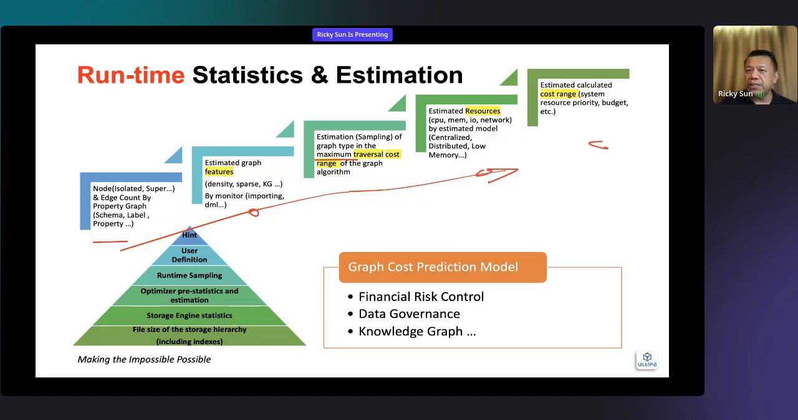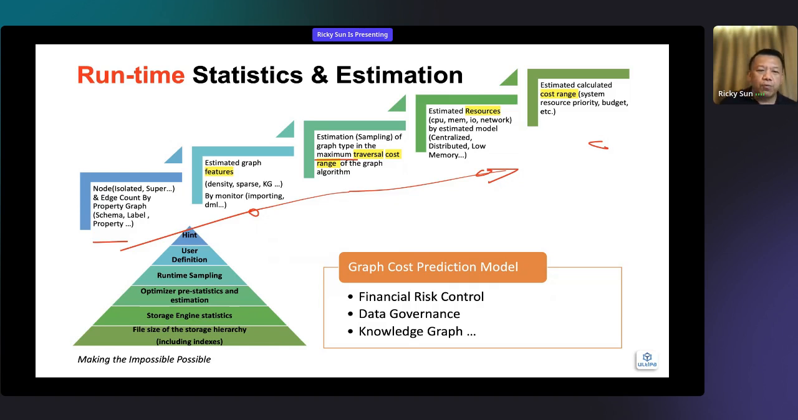So that's basically to estimate resources that can be allocated sometimes dynamically, and estimate what kind of a model we prefer, centralized versus distributed, and also based on your budget, your system resource, your business priorities, what kind of range of cost you can potentially allocate.